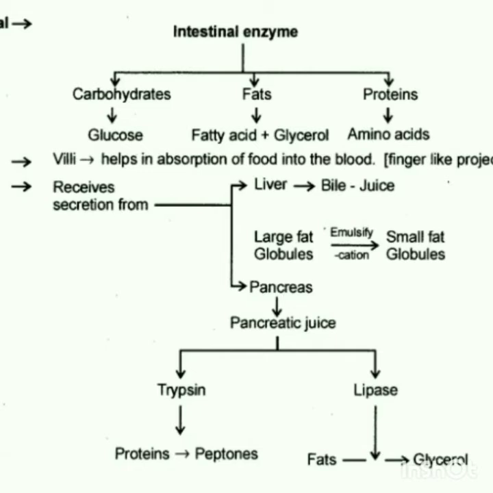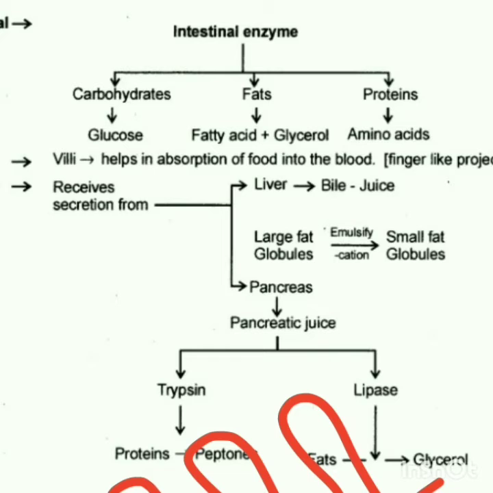Villi are these finger-like projection structures present which increase the surface area of the small intestine. और surface area क्यों बढ़ाती है? So that it can absorb more food into the blood. So now through villi, absorption of more food material takes place into the blood.